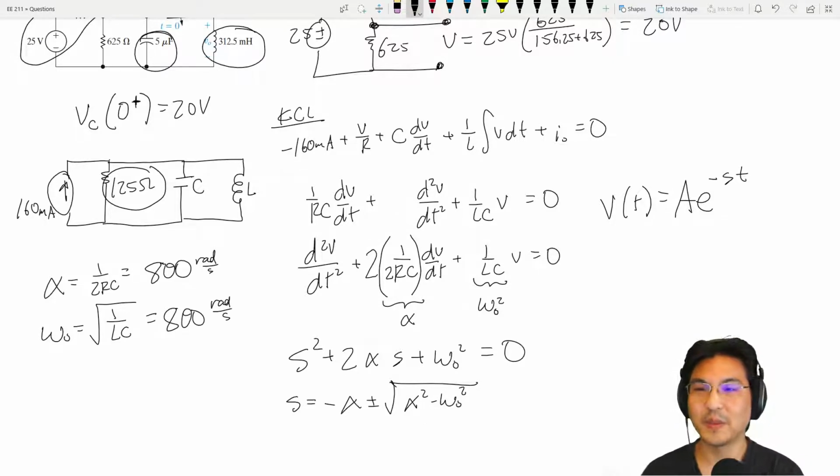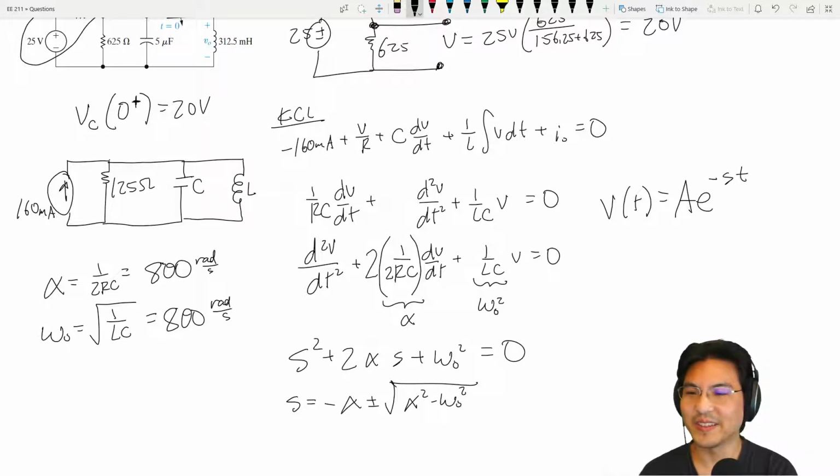Okay, let me punch that in the calculator, and then I'll write down the numbers. Okay, so they both ended up being 800. So this is actually critically damped, right? So this is critically damped. So you can just look up.